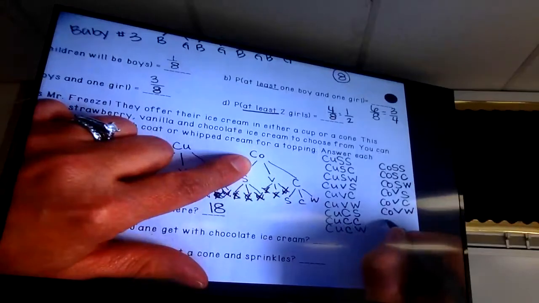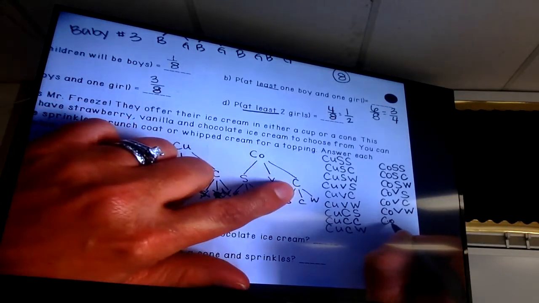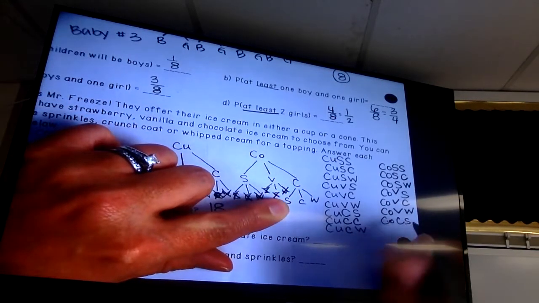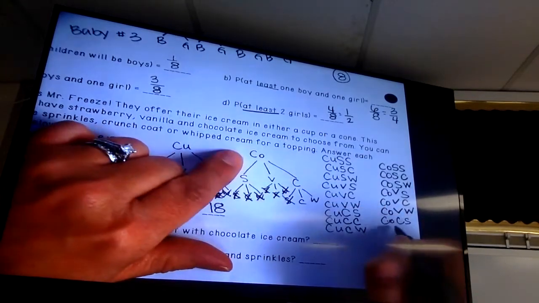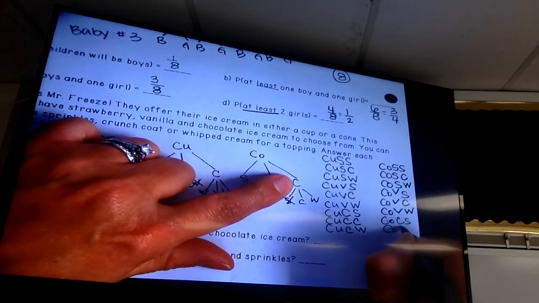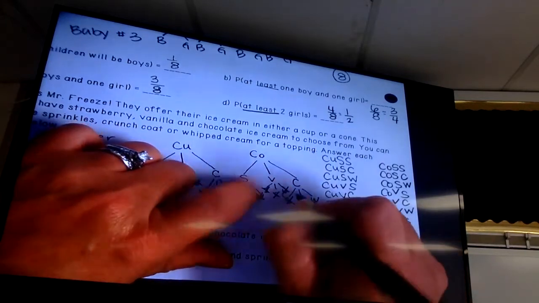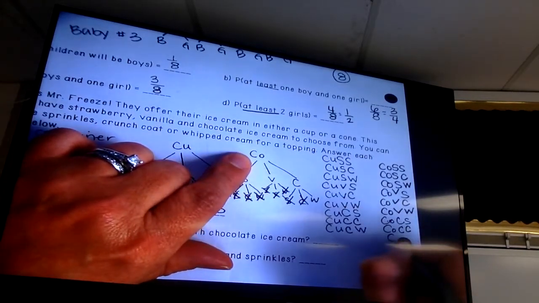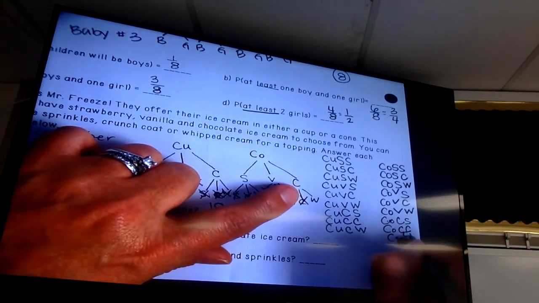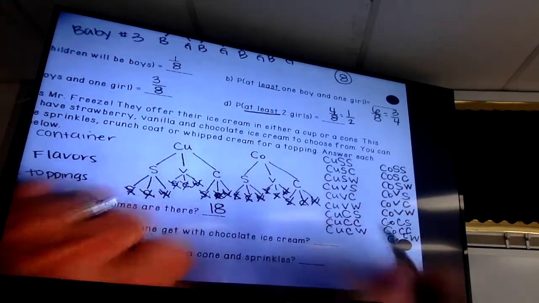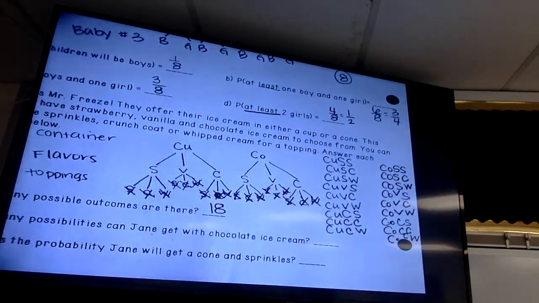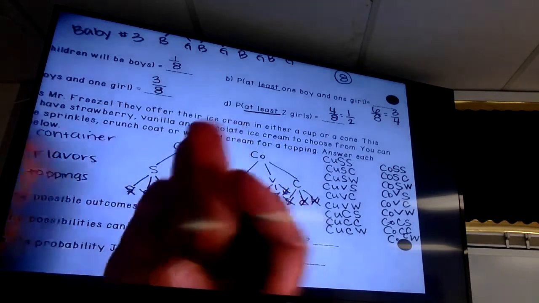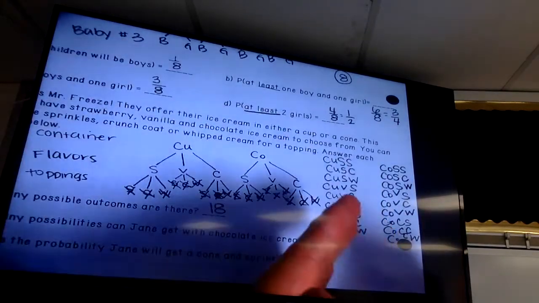Then we have a cone with chocolate and sprinkles, and we have a cone with chocolate and crunch coat, and then we have a cone with chocolate and whipped cream. I fit that in barely. So here's my sample space. It's the list of all the different outcomes. What a pain. But if the question asks you to make a sample space, that's what you would have to do. Create the tree to help you organize your sample space.